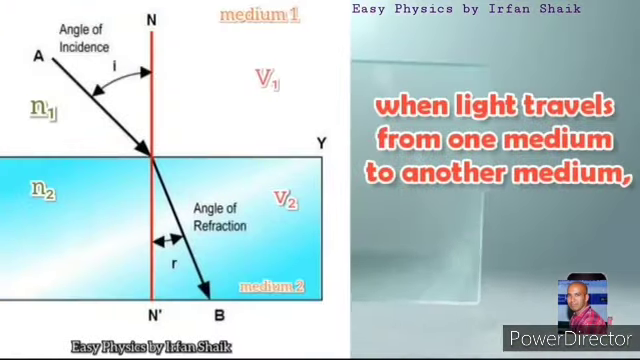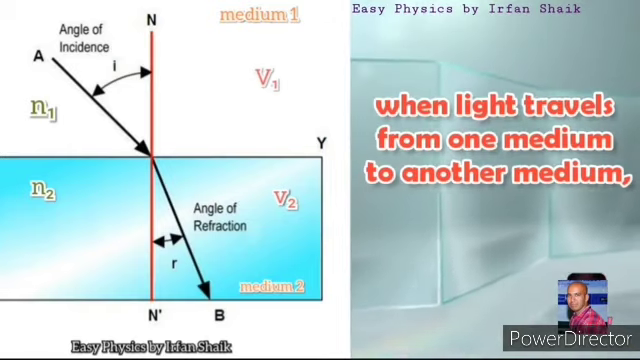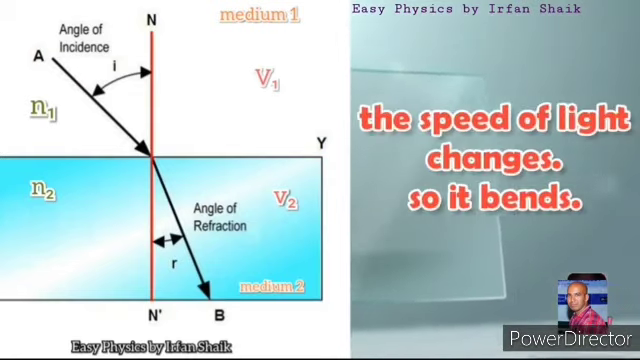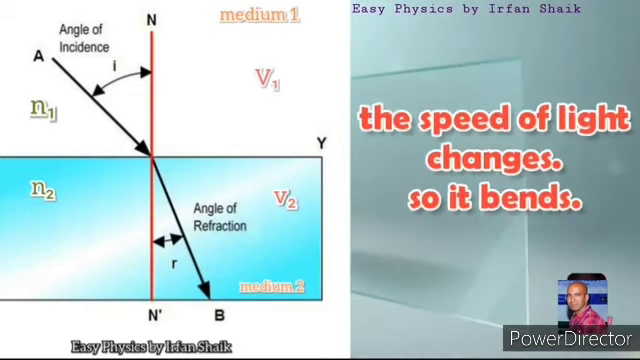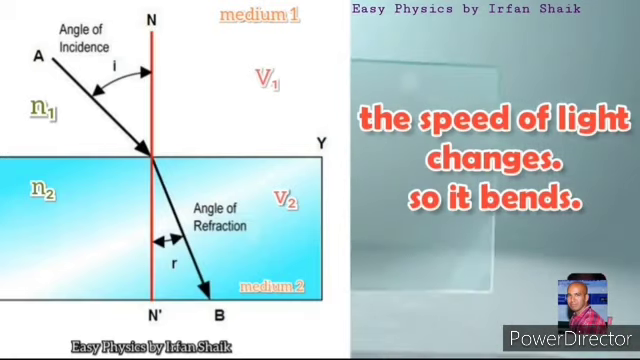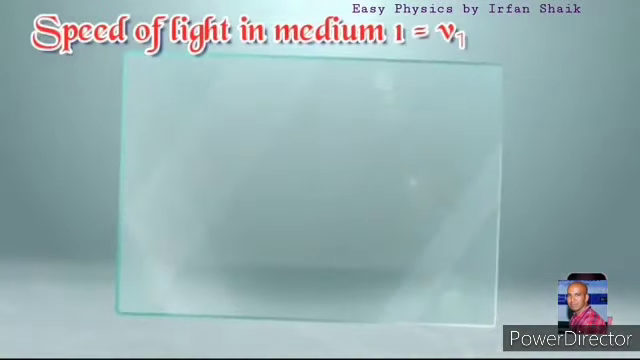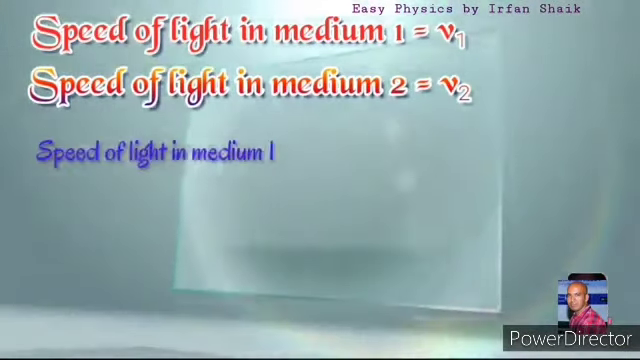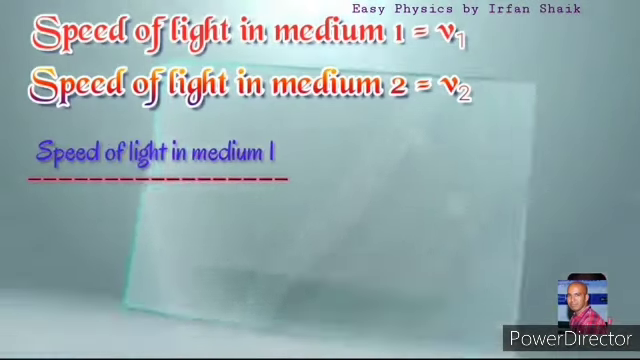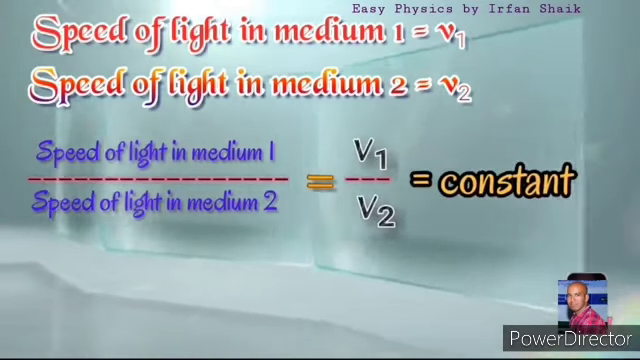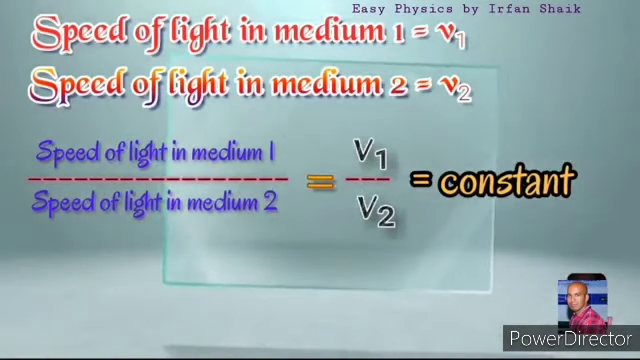When light travels from one medium to another medium, the speed of light changes. So it changes its direction. That means it bends. Let the speed of light in medium 1 be v1, and the speed of light in medium 2 be v2. The ratio of the speed of light in medium 1 and medium 2, that is v1 by v2, is a constant.